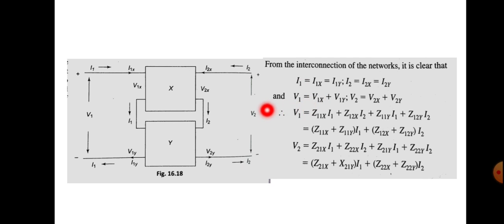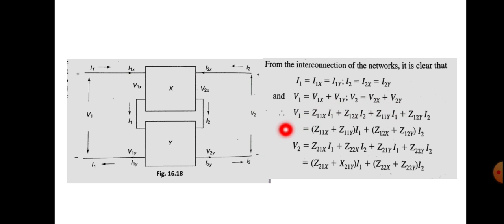Now when we go to the V1 case, V1 is the input port voltage. For the series combination, this is the sum of V1X and V1Y. You can see it from the figure, because this is the voltage across this port and this is the voltage across the other port. So V1 will be equal to the sum of these voltages. Similarly, V2 will be the sum of V2X and V2Y. So you can write V1 equal to V1X plus V1Y, and V2 equal to V2X plus V2Y.